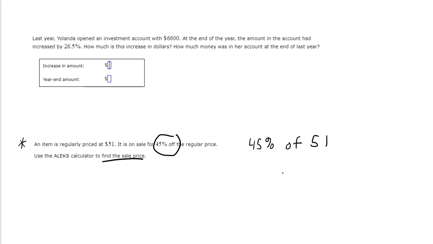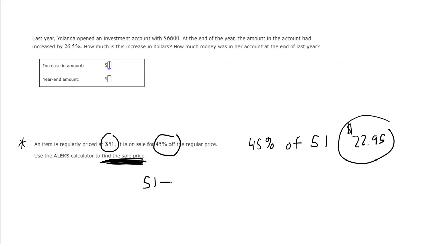That's going to tell us how much we're going to save. Okay, so this becomes 0.45 times 51, and that would be $22.95. That is how much we're going to save if it's 45% off. So now to figure out what the sales price is, we have to take our original price of 51 and subtract our $22.95. And that gives us $28.05. That would be the sales price. That's how much you pay.